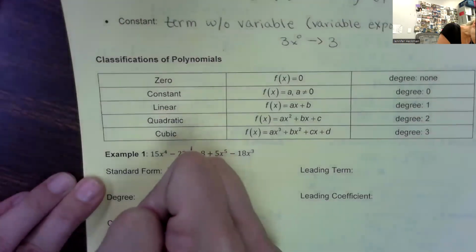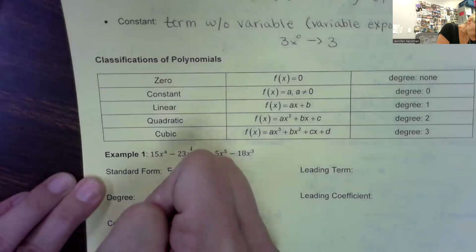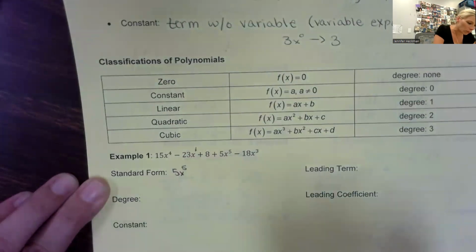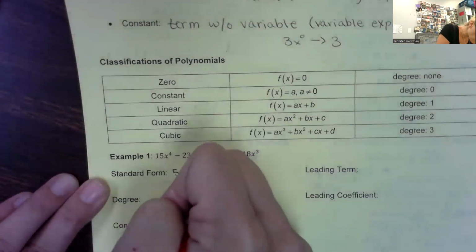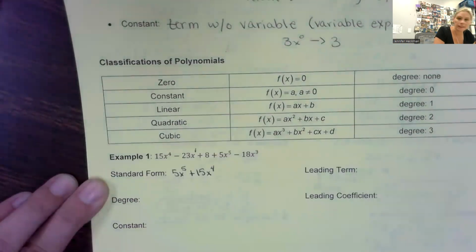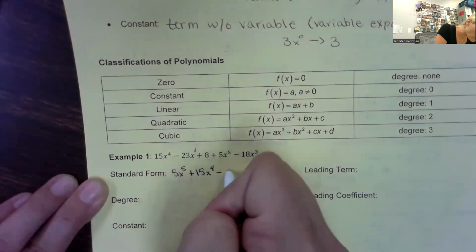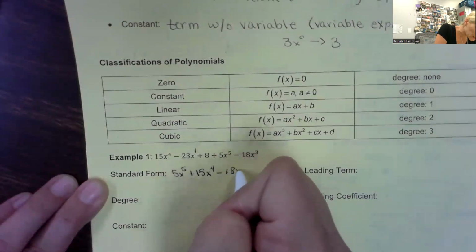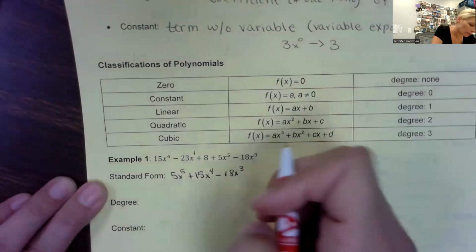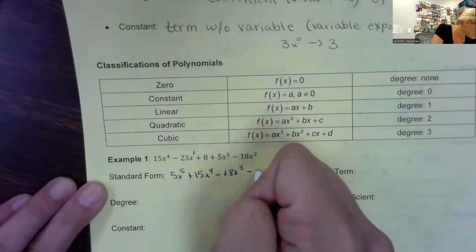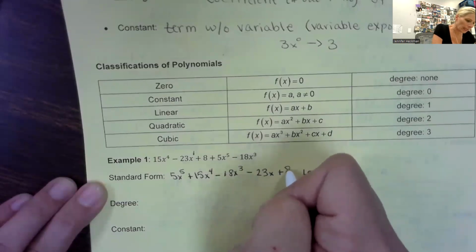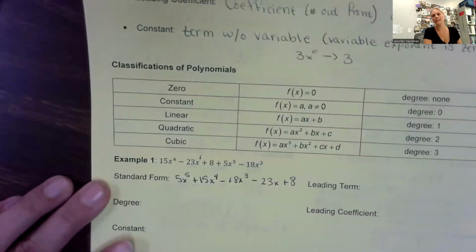It would be 5x to the 5th, right? That's the highest exponent, and it's a positive 5, so I kept the positive right there. The next one would be x to the fourth, so that would be plus 15x to the fourth. Next one is to the third, so that's minus 18x cubed. Then we don't have a square, so we don't have to worry about it, but we do have x to the first, so negative 23x, and then plus 8. And now we just wrote our polynomial in standard form.